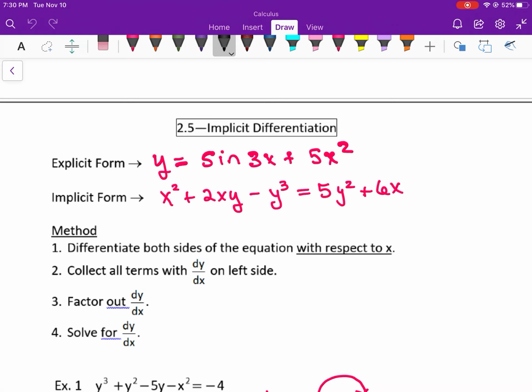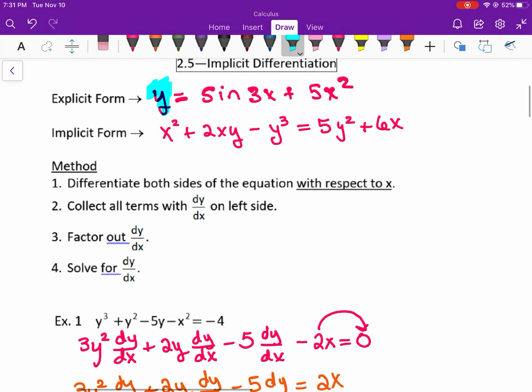All the way through lesson 2.4, you've been able to solve equations in the explicit form, which means the equations were solved for y. So you only saw y on one side of the equation. For implicit form, the equations have x and y in them, or at least two different variables, and it would be difficult to solve the equation for y. So in order to find the derivative of such an equation, you have to do what we call implicit differentiation.